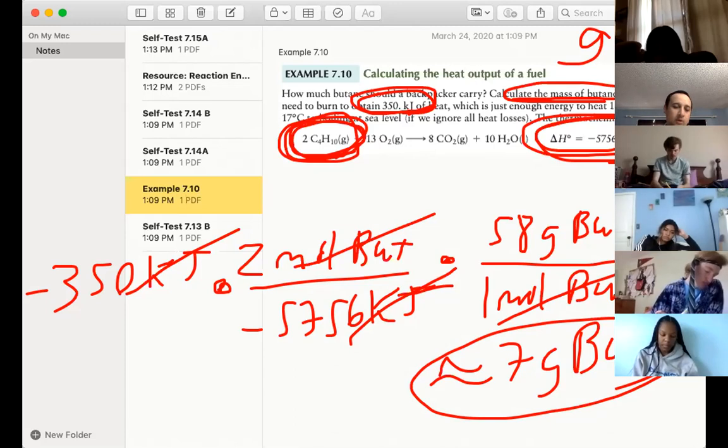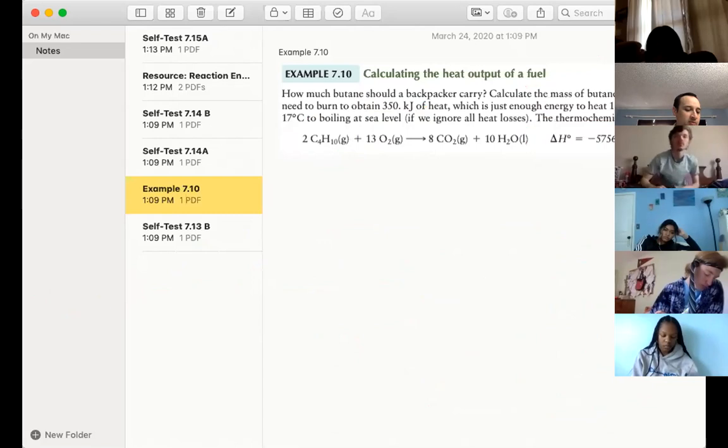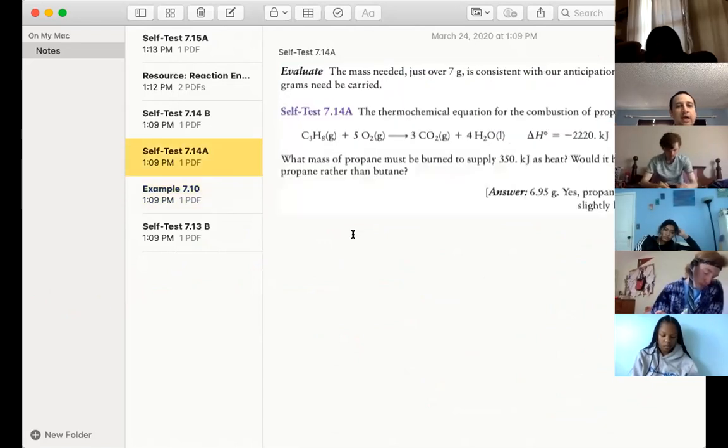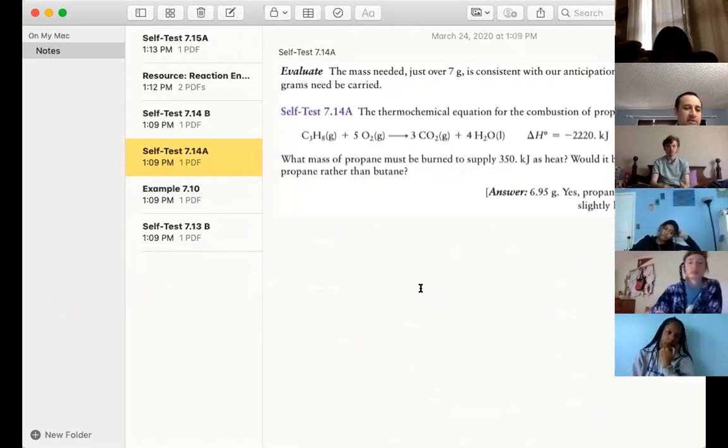Okay, great. I'm going to go ahead and erase this board, and we'll move to our next problem for the day. The next problem is this one, 7.14a. The answer for the last problem is indeed 7 grams, right? And so you have to ask yourself, if we burn propane, are we going to need more or less? So the answer is yes.